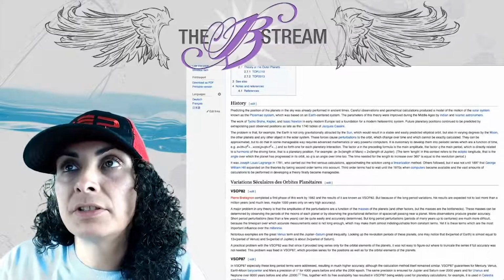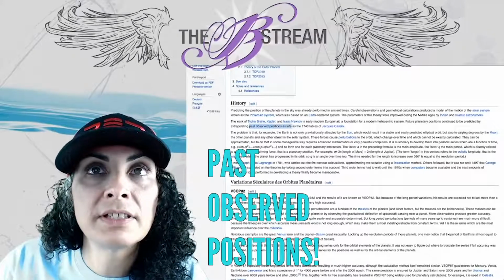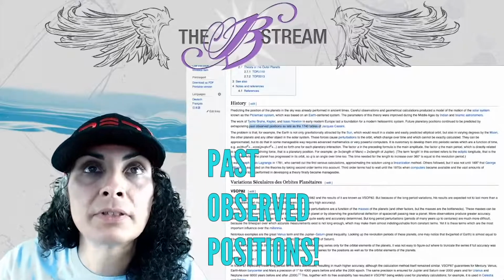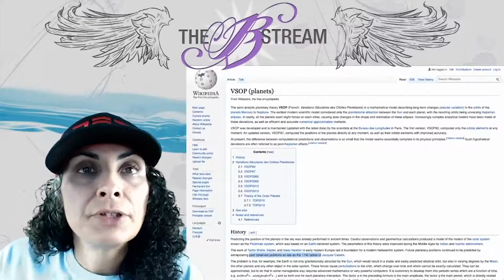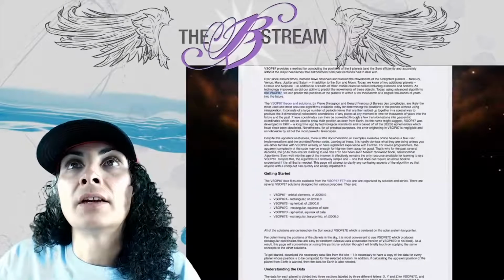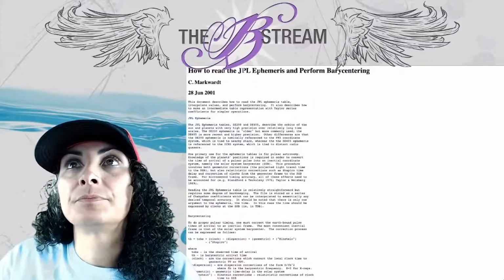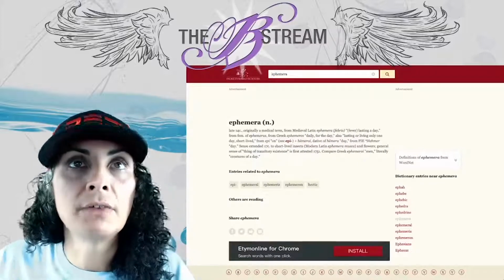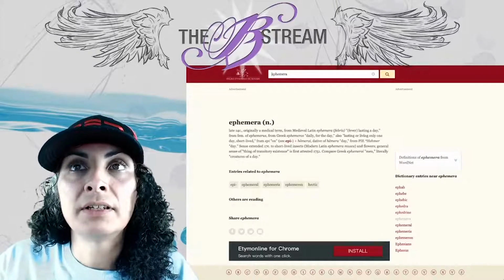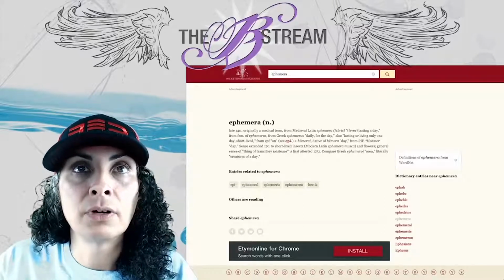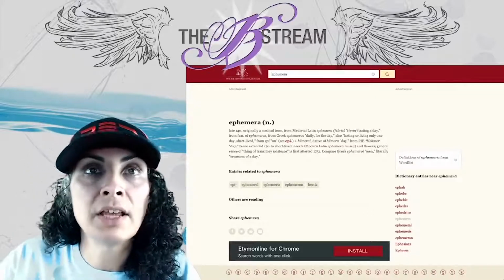Future planetary positions continued to be predicted by extrapolating past observed positions as late as 1740 tables, okay? So this is how they're doing it. What is an ephemeride? I also want to go over what an ephemeride is, okay? Here's the definition of ephemera. Originally a medical term from medieval Latin ephemera, lasting a day. Okay, or ephemeris from Greek, ephemeros, daily, for the day, also lasting or living one day, short-lived.